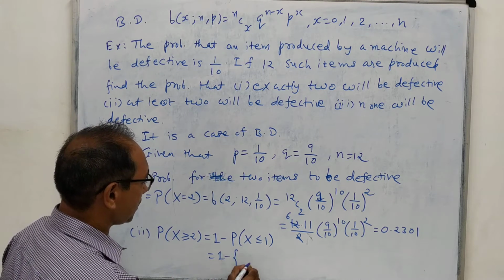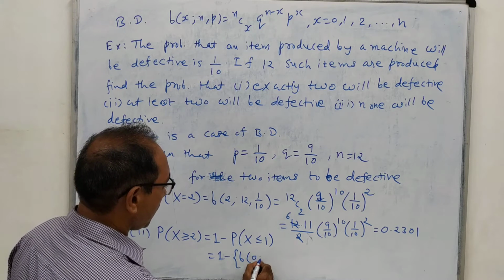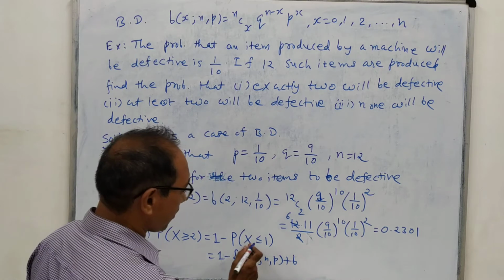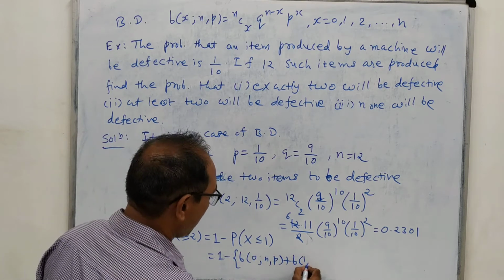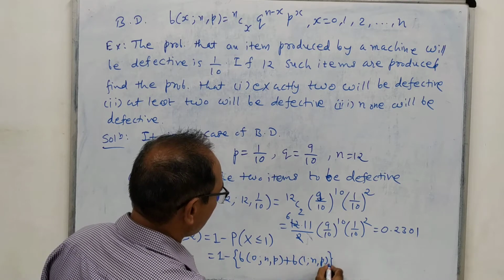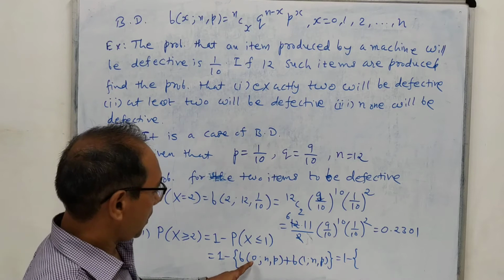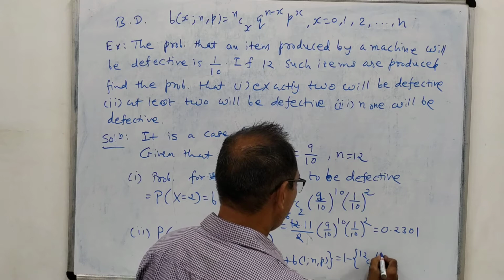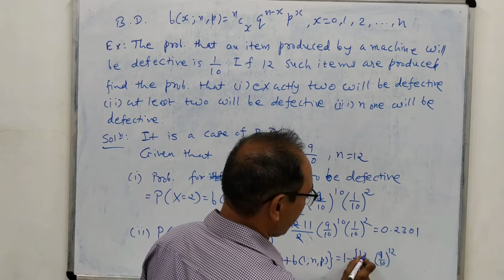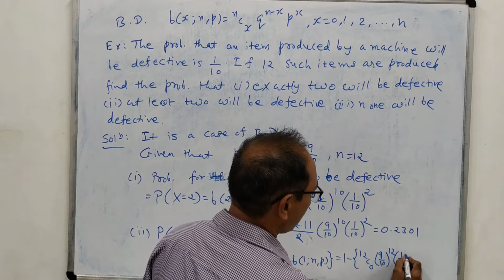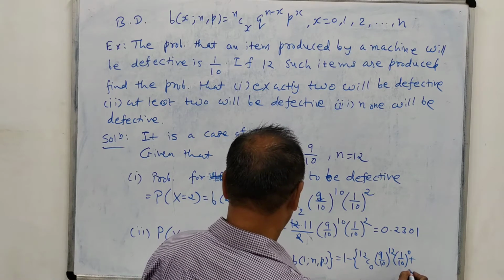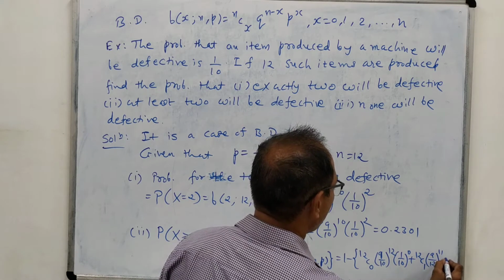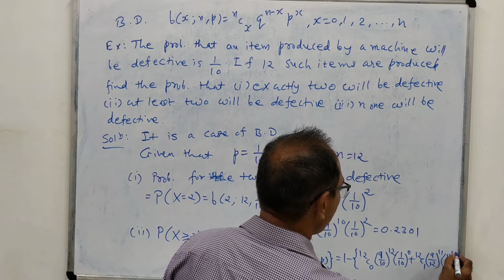So this is 1 minus b(0; 12, p), because it is starting from 0. Then b(1), since x less than or equal to 1 means 0 and 1. So this is nothing but nC0 means 12C0, q raised to 12, 12 minus 0 is 12, 1 by 10 whole raised to 0, plus b(1; 12, p) means 12C1, 9 by 10 whole raised to 11 into 1 by 10 whole raised to 1, this is.